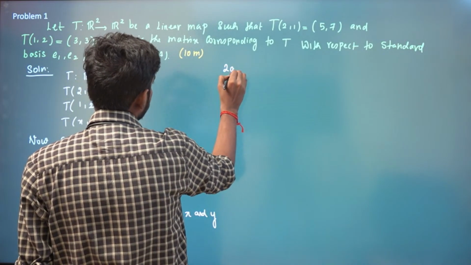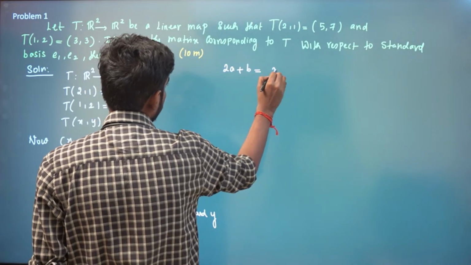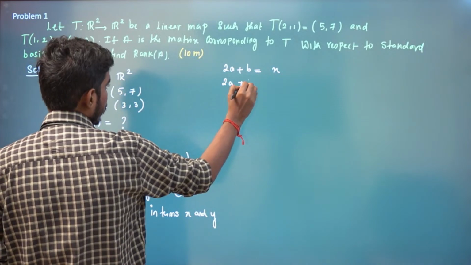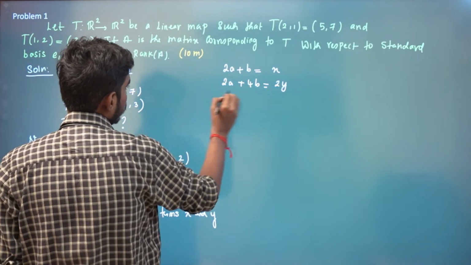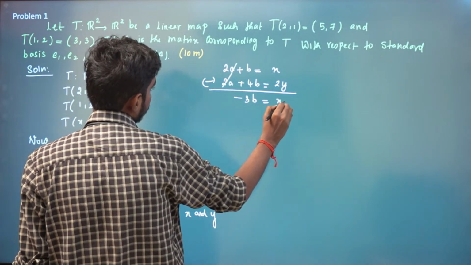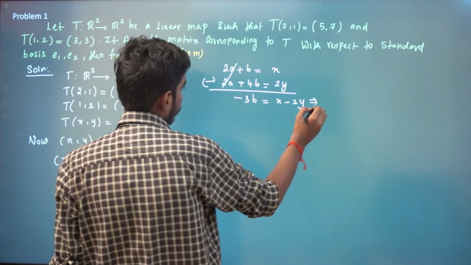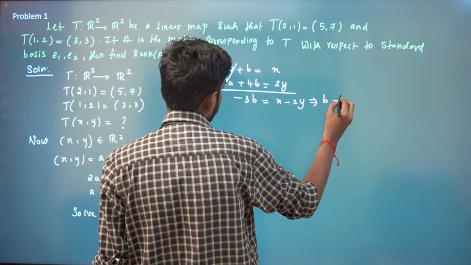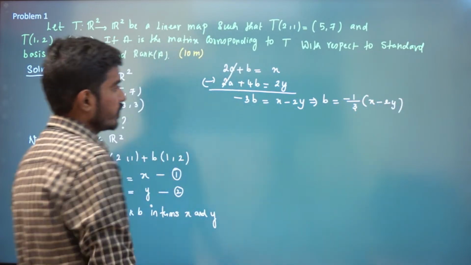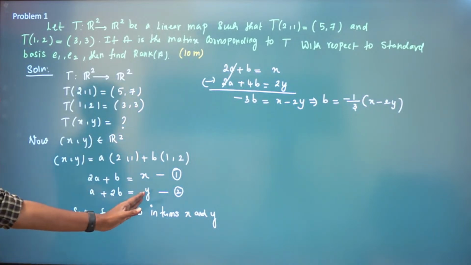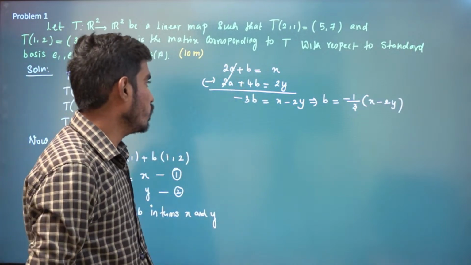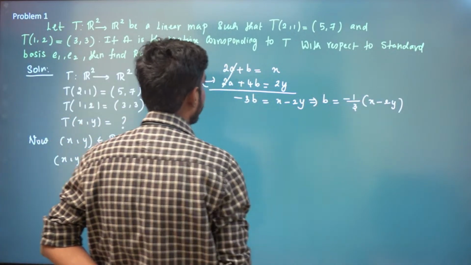We have 2a plus b is equal to x. Multiply the second equation by 2, so we have 2a plus 4b is equal to 2y. Subtract this, and we have minus 3b is equal to x minus 2y. That means b is equal to minus 1 by 3 of (x minus 2y). I'm just multiplying by 2 throughout: 2a, 4b, 2y, and subtracting. So I have found b in terms of x and y.